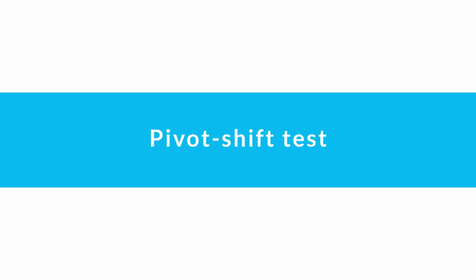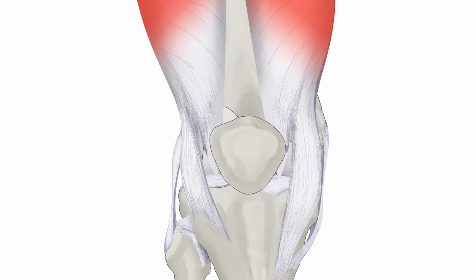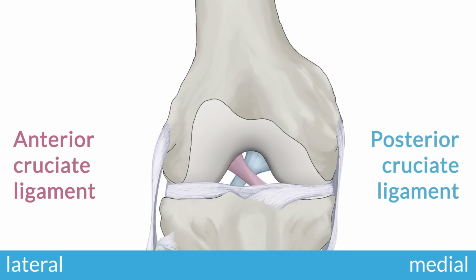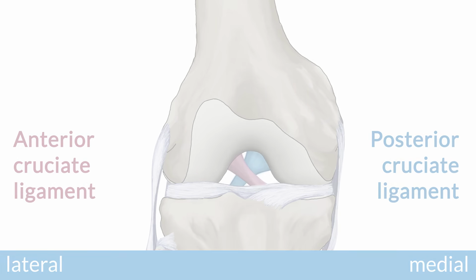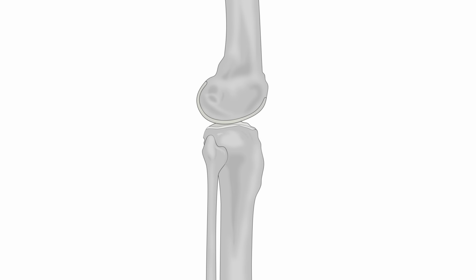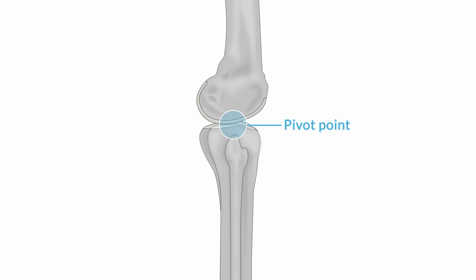Performing the pivot shift test. The pivot shift test assesses the stability of the anterior cruciate ligament, or ACL. The basic principle is to evaluate whether the pivot point of the knee joint is relocatable, or in other words, shifts under certain circumstances.